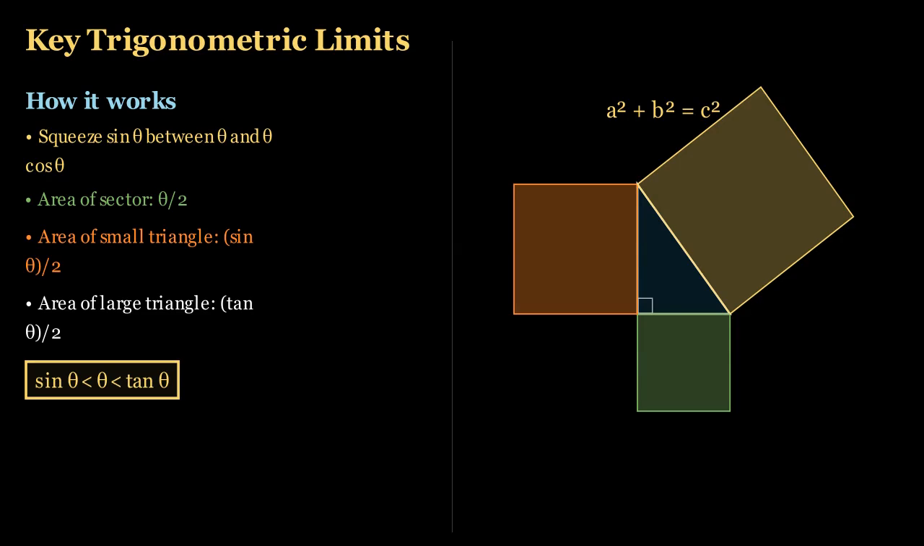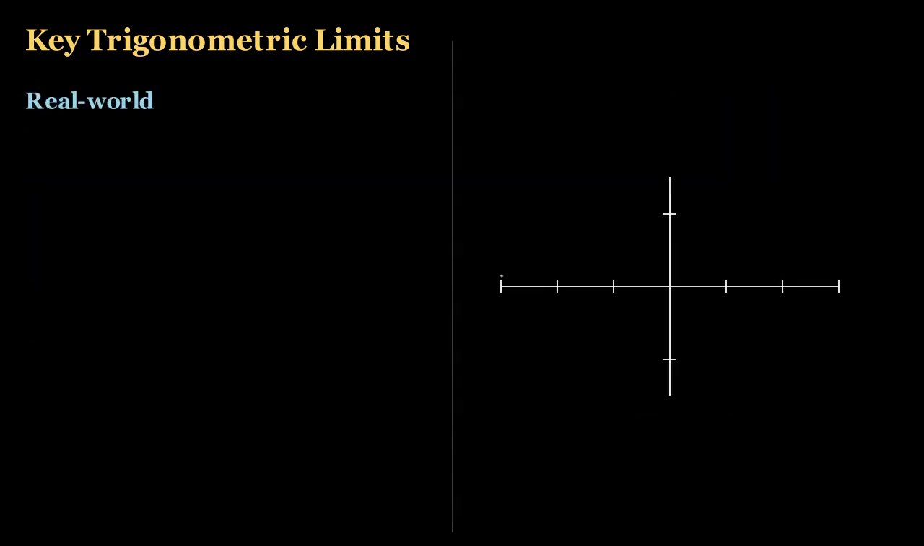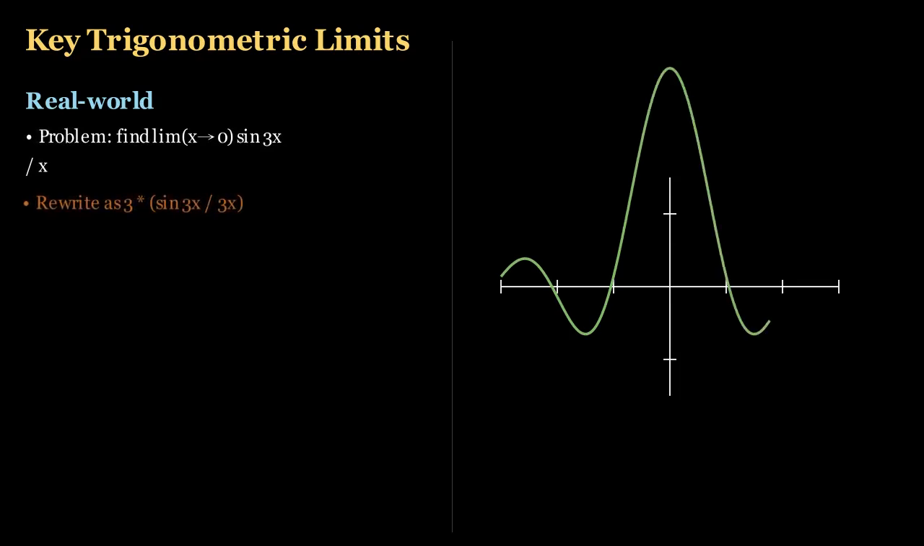Let's use this limit to solve a concrete problem. Find the limit as x goes to 0 of sine of 3x divided by x. If we just plug in 0, we get 0 over 0, which is undefined. But we can rewrite the expression by multiplying and dividing by 3. That gives us 3 times sine of 3x over 3x. Now set theta equal to 3x. As x approaches 0, theta also approaches 0. So the fraction sine theta over theta goes to exactly 1. The whole limit is 3 times 1, which is 3.